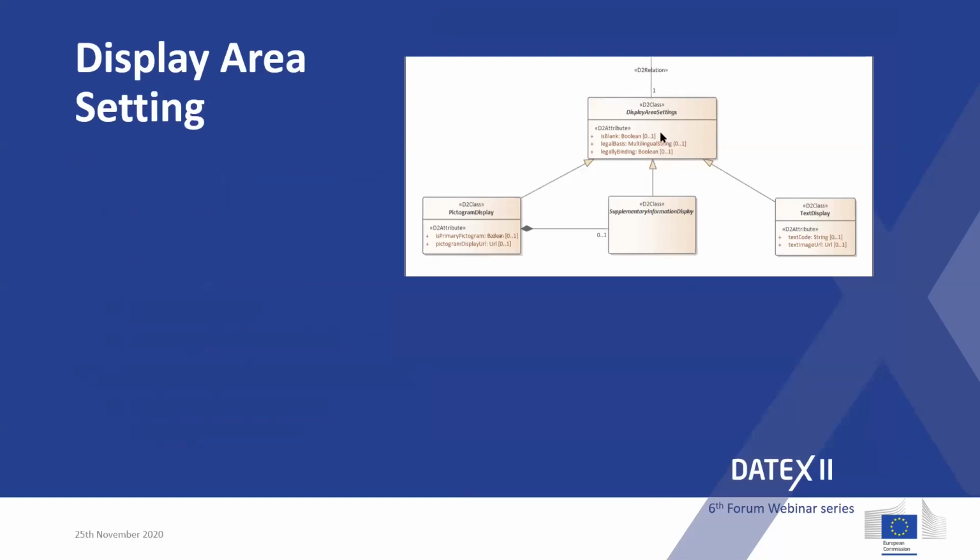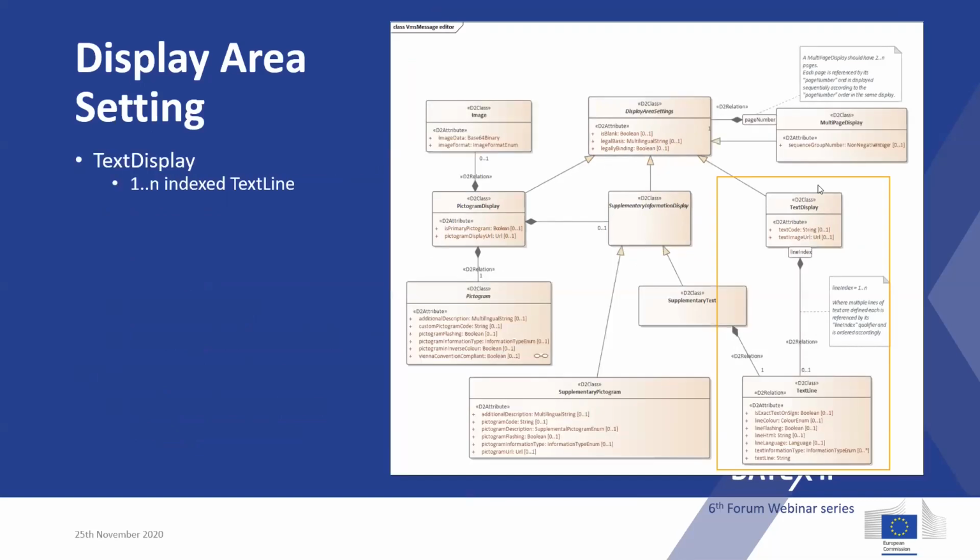Display area setting is related to the text display area, to the pictogram display area, or to the supplementary information display. This structure is the first level, and is then assumed to have a lot of information. So let's focus on the text display area. The text display is simple, a display area composed of its lines. The text line specifies the specific text used for each line.